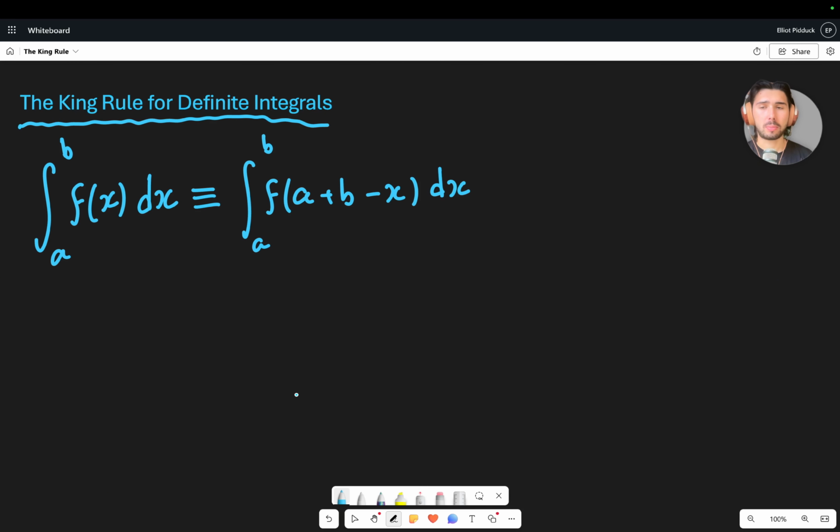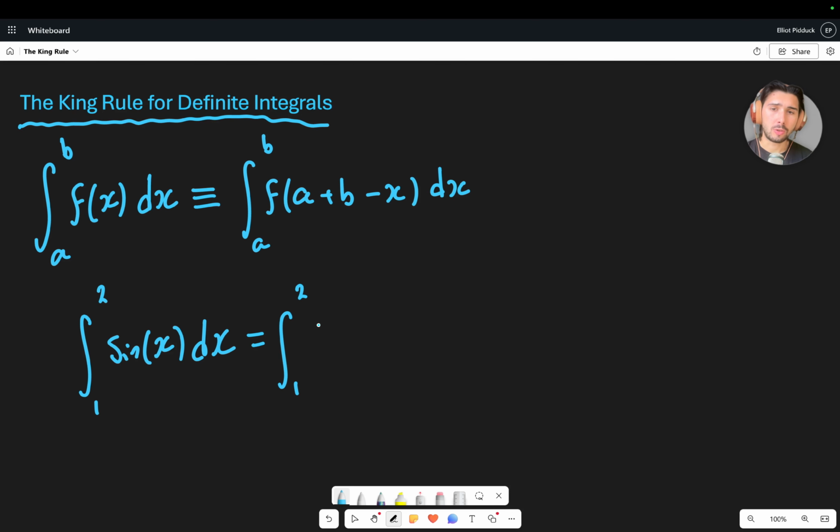So as an example of that, what I'm saying is take any function you want. Let's put numbers in. Let's go the integral from 1 to 2 of sine x, just as an example. What I'm saying is this is actually the same thing as the integral from 1 to 2 of sine of the two limits added together, so 1 plus 2, which is 3, minus x. Okay, so in this situation, that's not very helpful, right? Why would we want to do that?